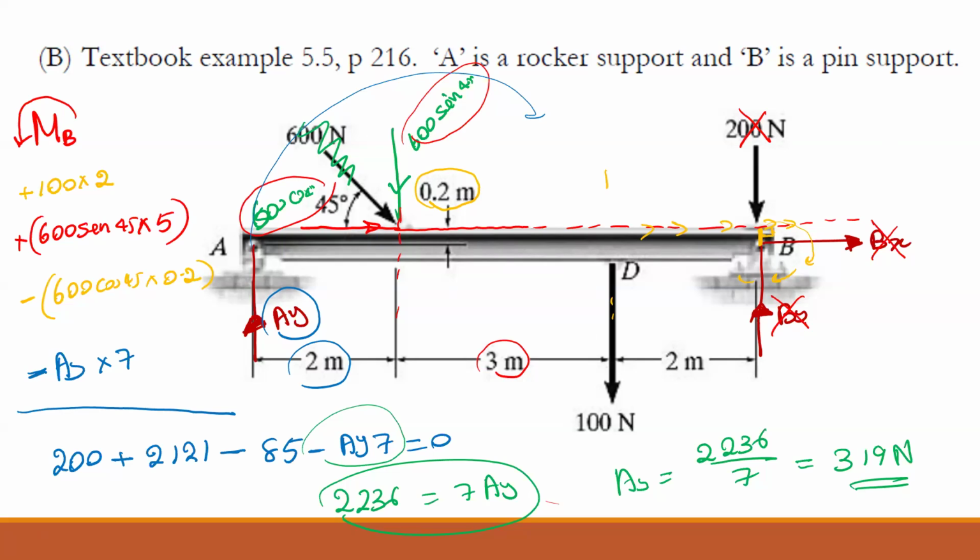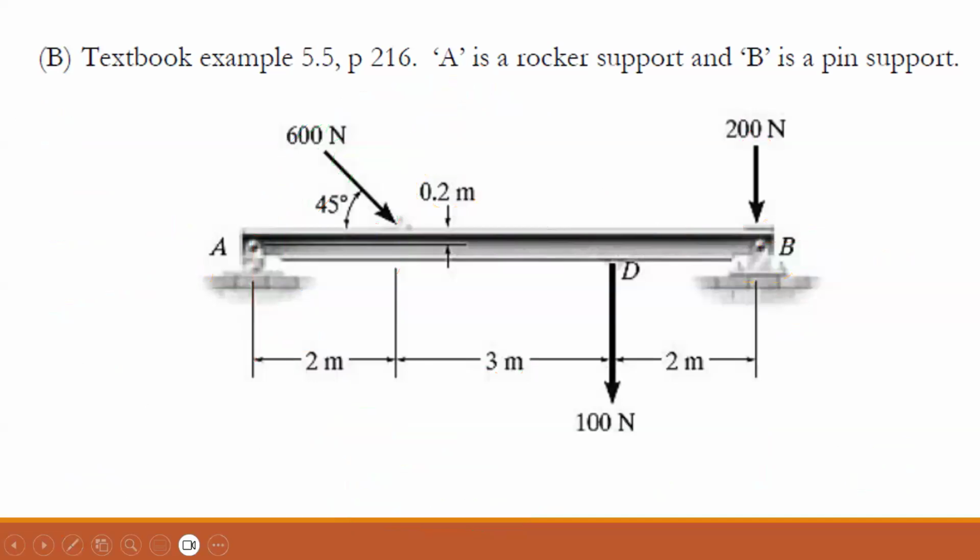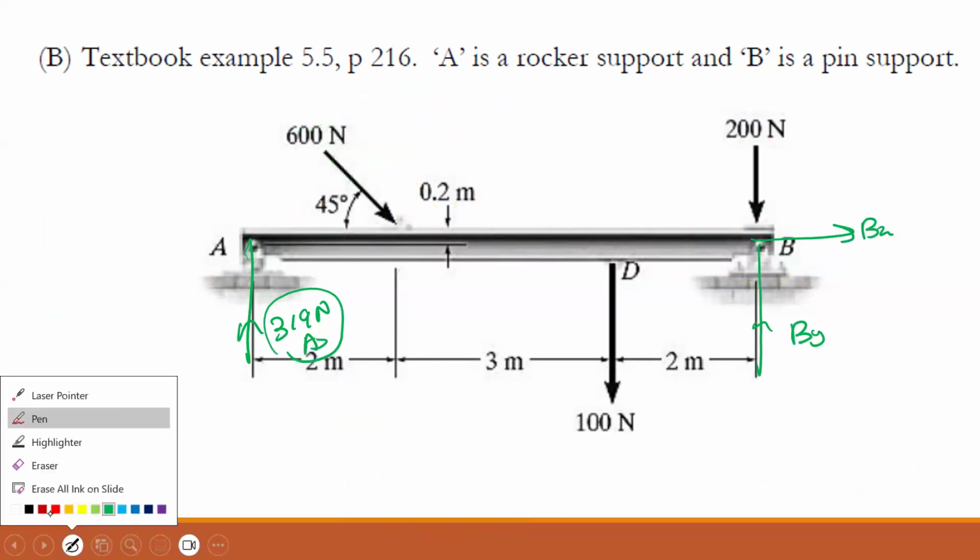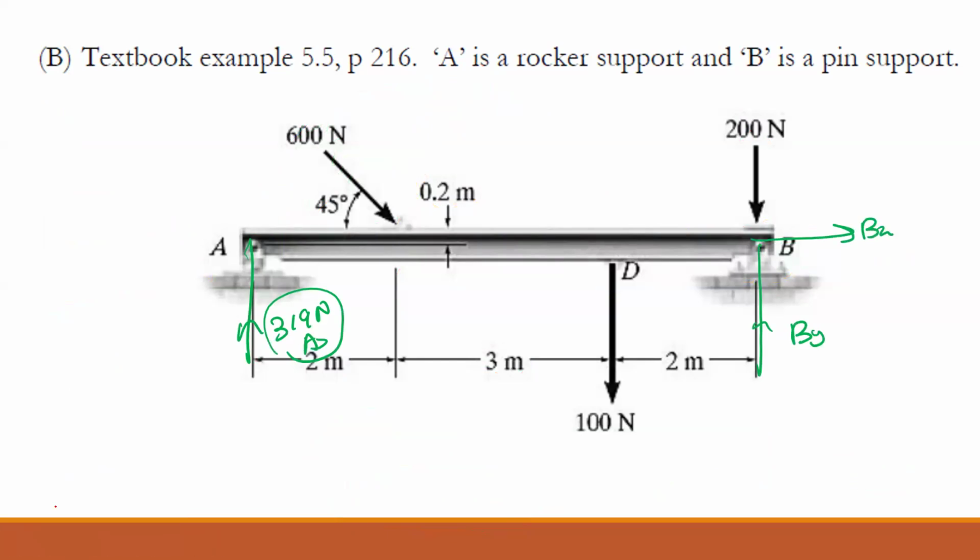Okay. So AY we found, 319 newtons. This is AY. So we have 2 more forces to find, By and Bx. Now we applied the moment equation. Now we need to apply the other 2 equations.